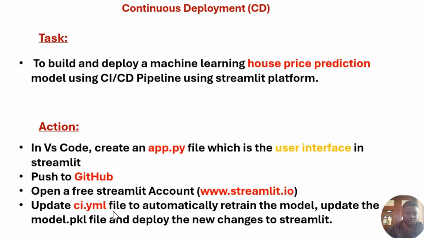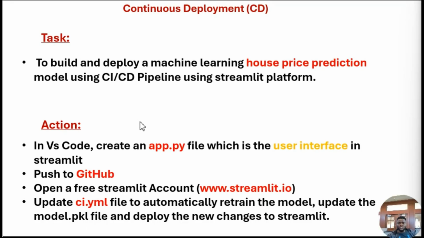So in this video, I will not be showing you how to update your CI YAML file to automatically retrain the model, update the model.pkl file and deploy it. It involves a kind of complex pattern for beginners, and this is a beginner video. So if you follow on through other videos I'll be posting, I'll show you how to do this fourth stage.